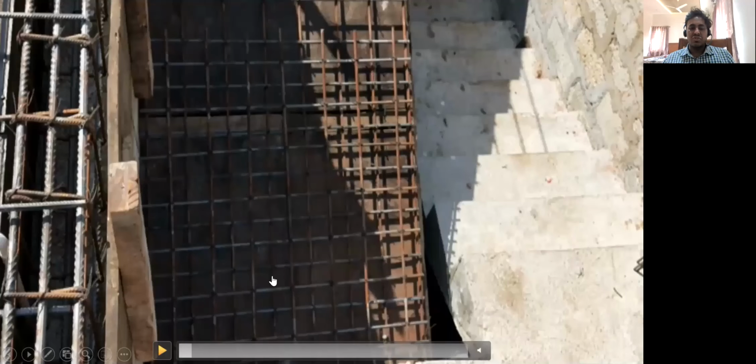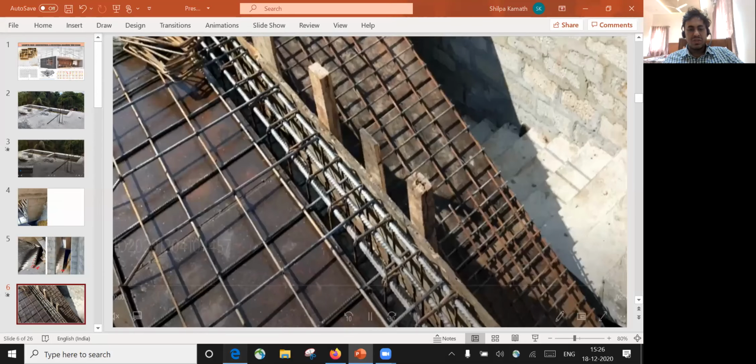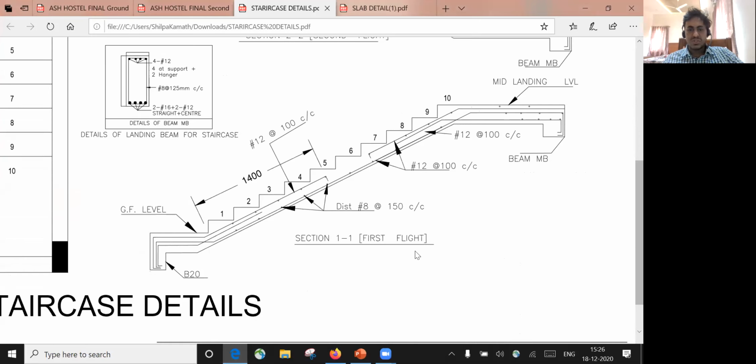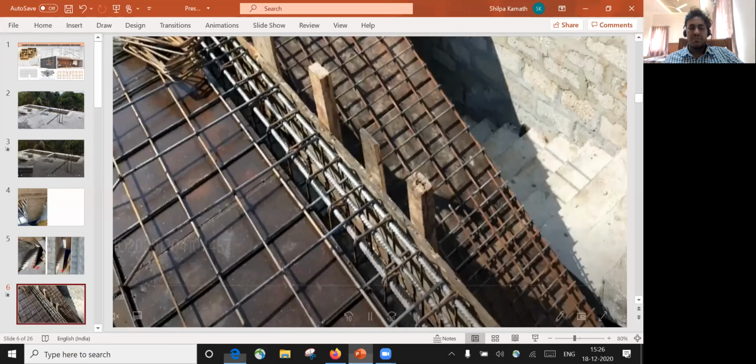These are my main reinforcement, which are 12 mm bar at 100 mm center to center spacing. This bar and this horizontal bar, what you can see here, they are my distribution bar, which should be made up of 8 mm. What was given there? 8 mm distribution bar, 8 mm at 150 center to center spacing, right?